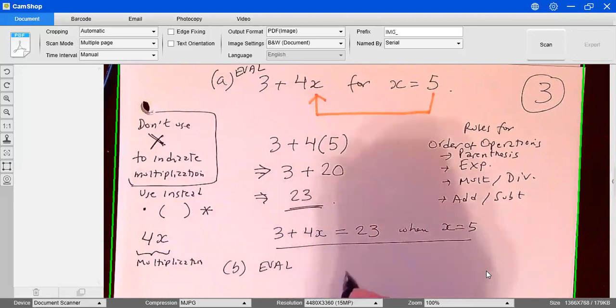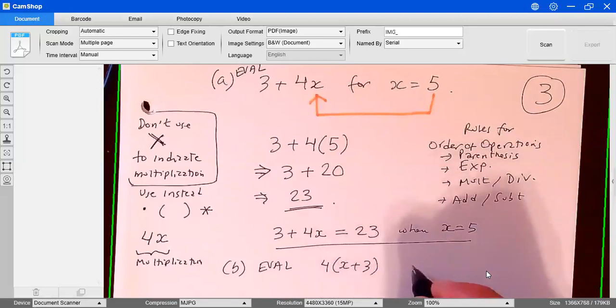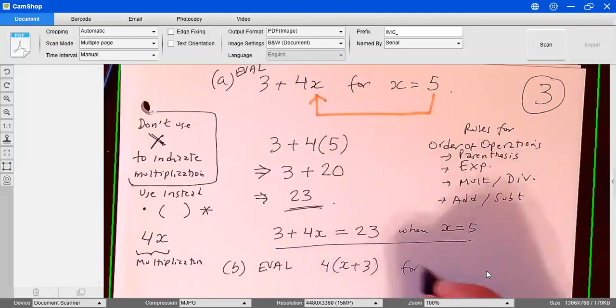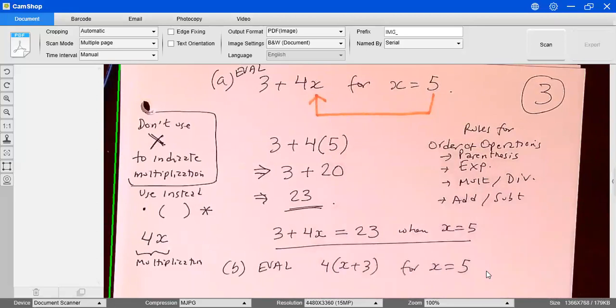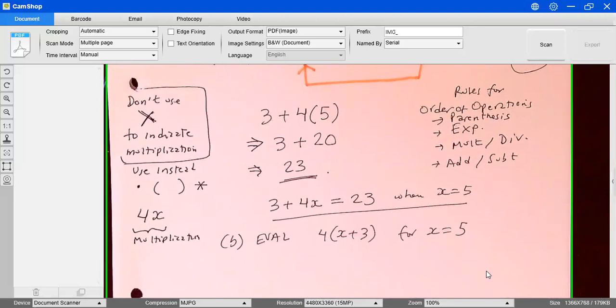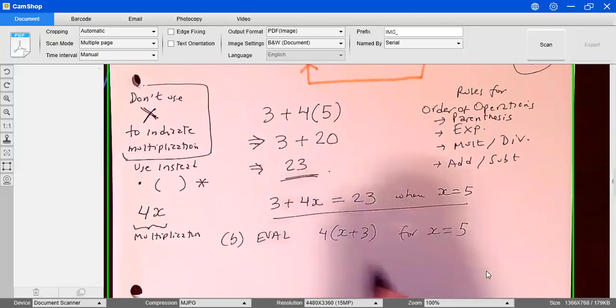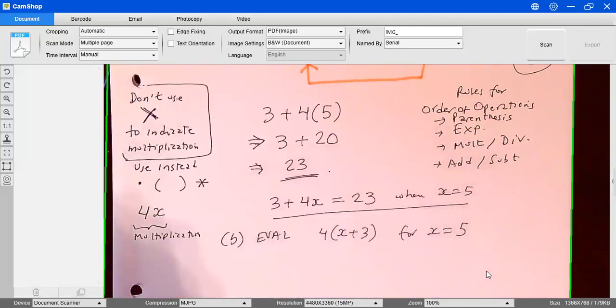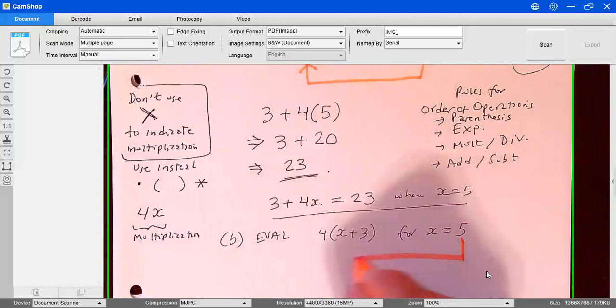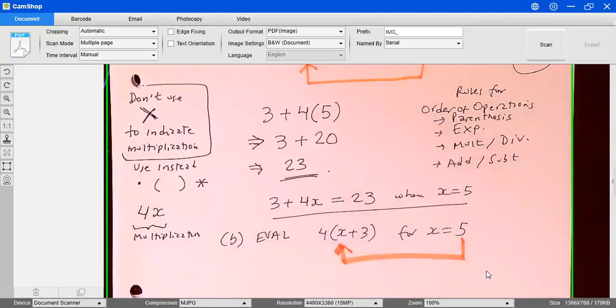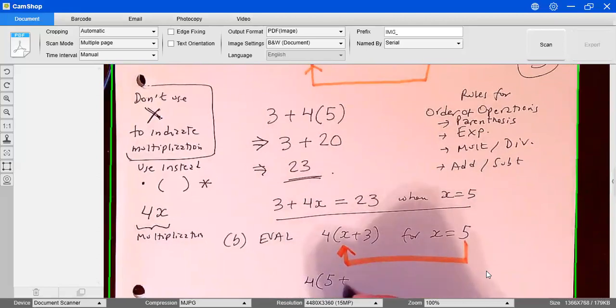You're going to evaluate 4 times x plus 3 for x equals 5. So that's the second part of the example. So again, evaluating means that we're gonna replace x with 5. So we're gonna write 4 times 5 plus 3.